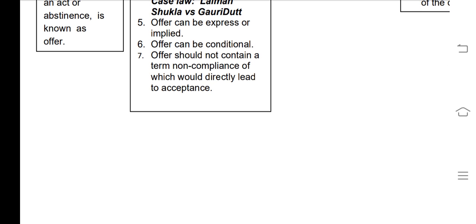Offer can be expressed or implied. You can give an offer in an express manner, or you can give an offer in an implied manner. If you give an offer in written form or orally, then in such a case it is an express offer. Or, when you go to the ATM and withdraw money from the ATM, or from another ATM, or from the respective bank, in such a case it is an implied offer. There is no expressly written communication made between offerer and offeree. Therefore we can say that it is an implied offer.